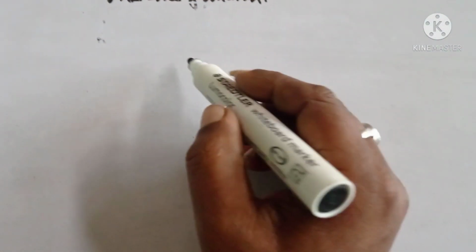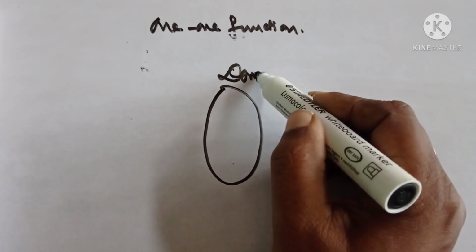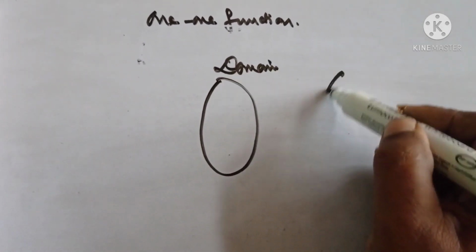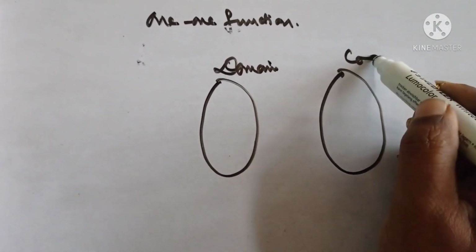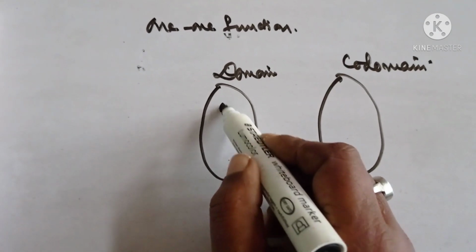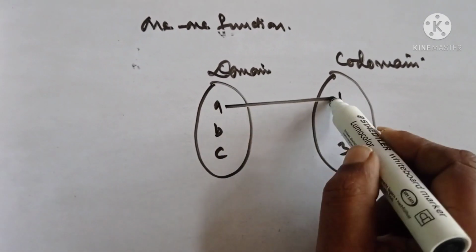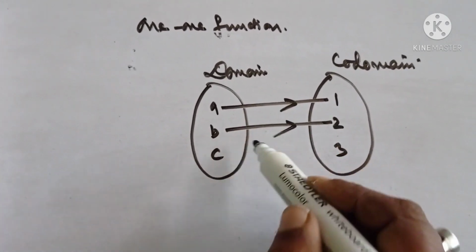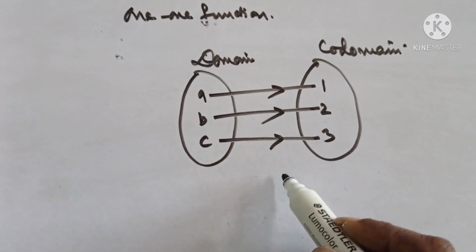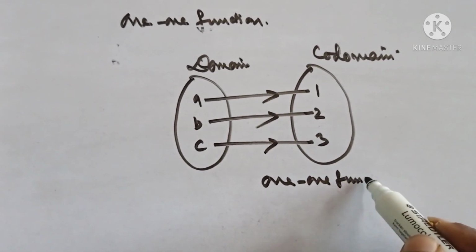If I draw it pictorially, this is your domain and this is your codomain. With a, b, c in the domain and 1, 2, 3 in the codomain, for a this is 1, for b this is 2, for c this is 3, then this is a one-one function.